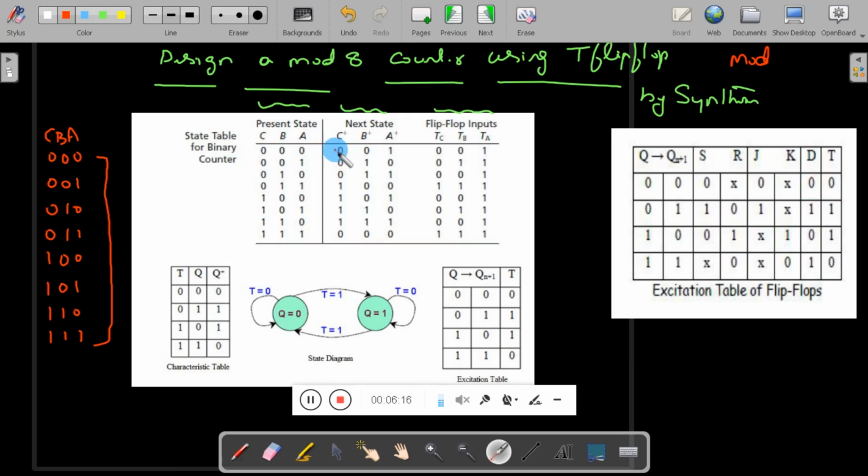So there is no transition from a present state to next, it will remain in the same state. So 0, 0, the input TC is 0 according to the table. Similarly, now we will move to the next row, 0, 0, 1. So we will take the bit A, present state is 1, next state is 0. The input T is 1.